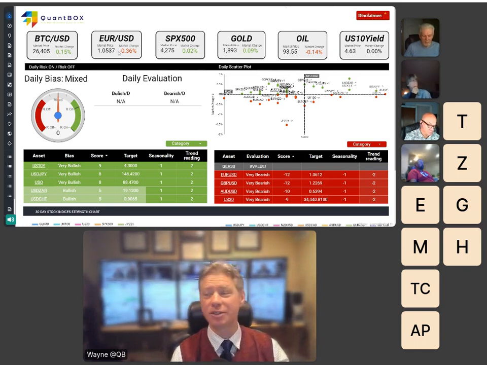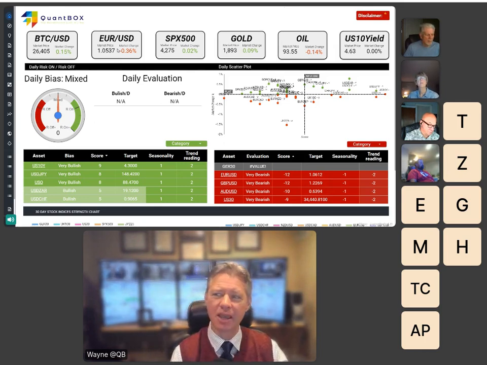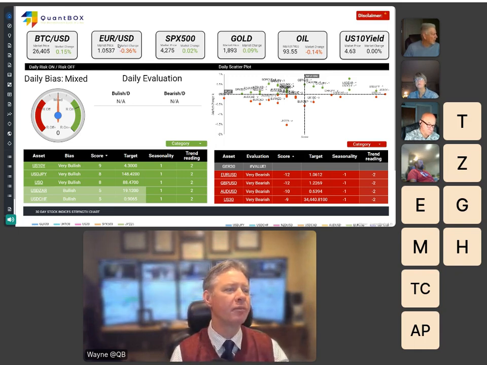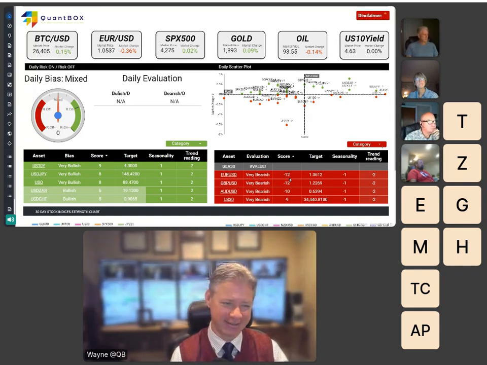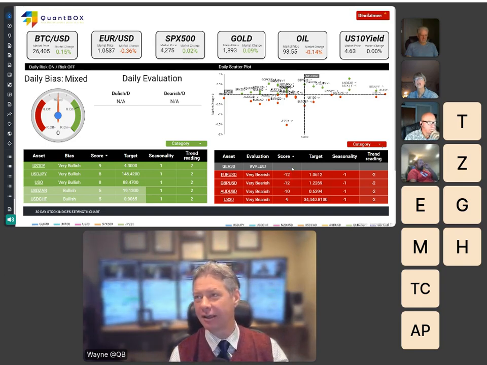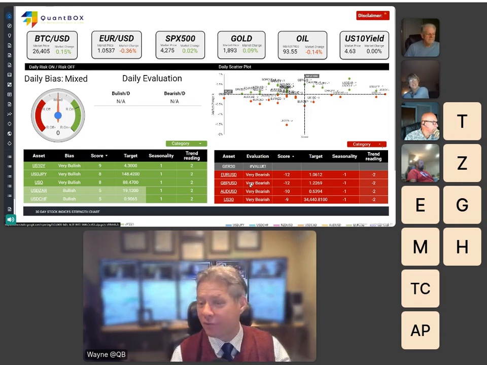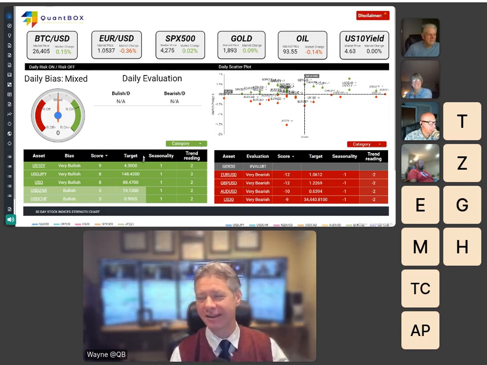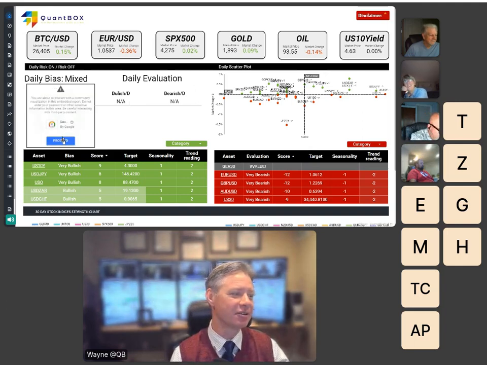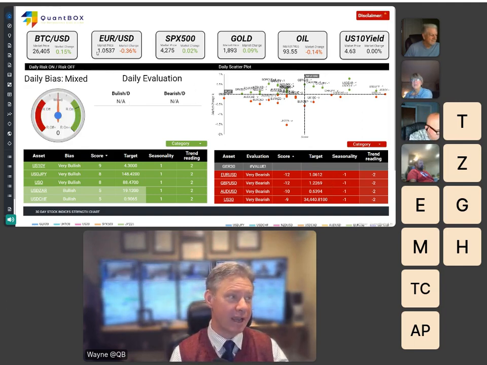Euro dollar, though, holy smokes, huh? Remember, we were stuck around 110 and 108, and then back to 109, and then back to 110, and then down to 107. It is very bearish and continuing its move down. Now, of course, QuantBox has had it very bearish for a while. A score of negative 12. I guess if you could go negative 13, it would do that too. The evaluation should be very, very, very bearish, right? So, anyways, down. Holy smokes!